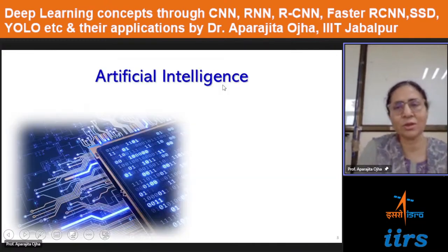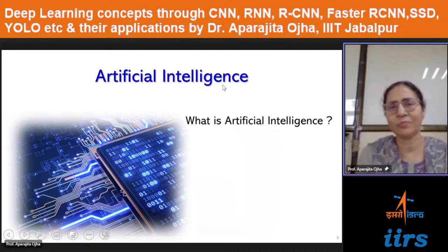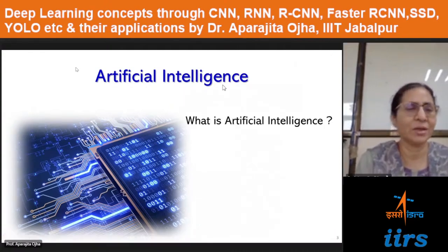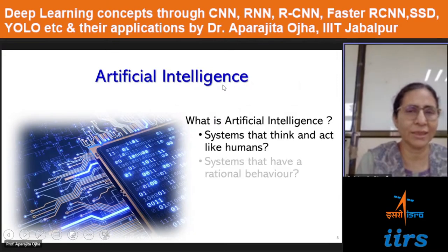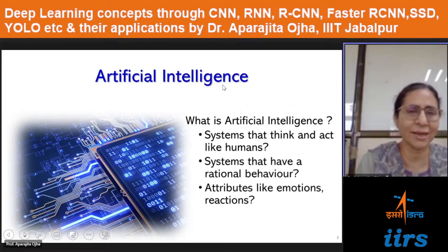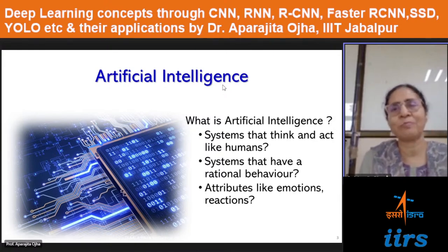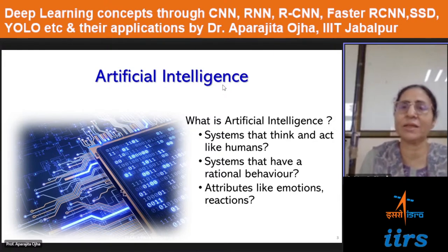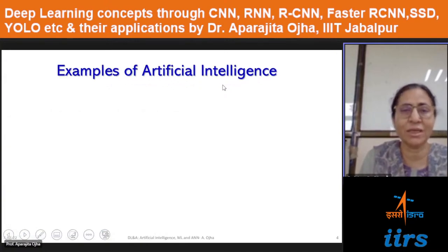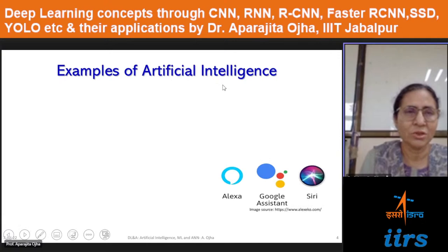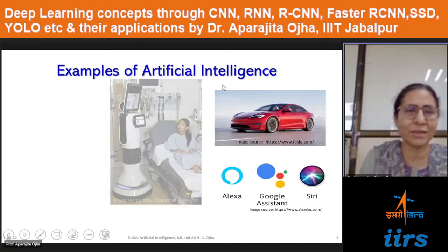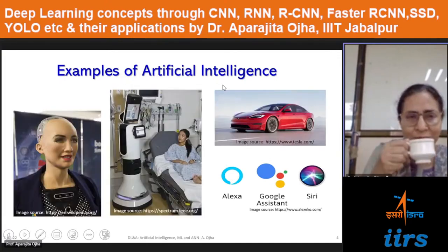So when we talk about artificial intelligence, what is AI? AI can be anything that deals with systems that think and act like humans, systems that have a rational behavior, or systems that have attributes like emotions and reactions to a given situation, many things, right? So these are examples of AI systems or AI-enabled systems.